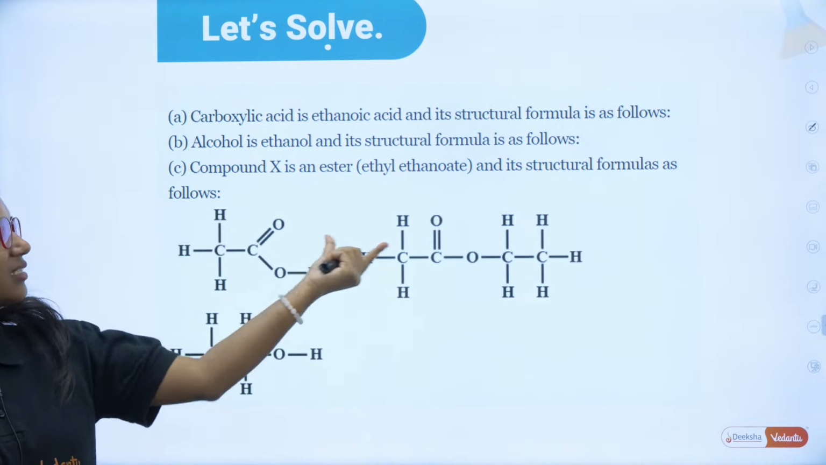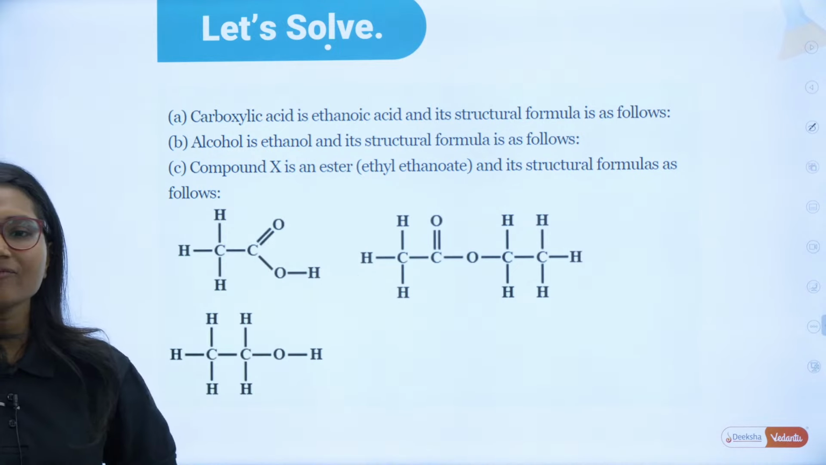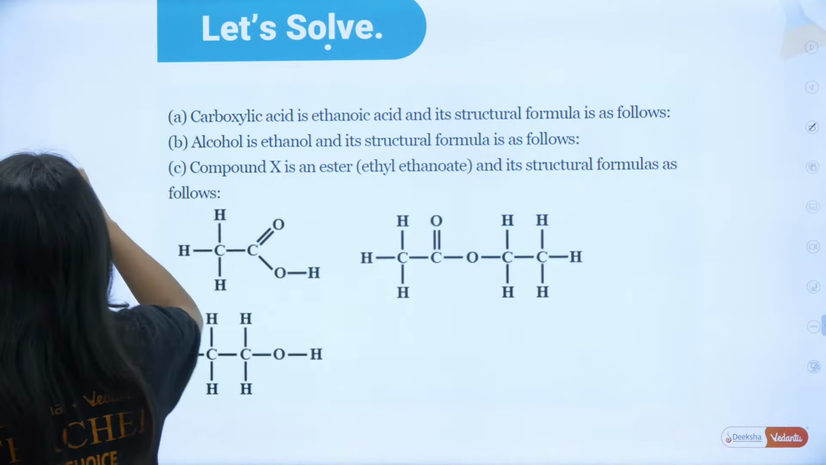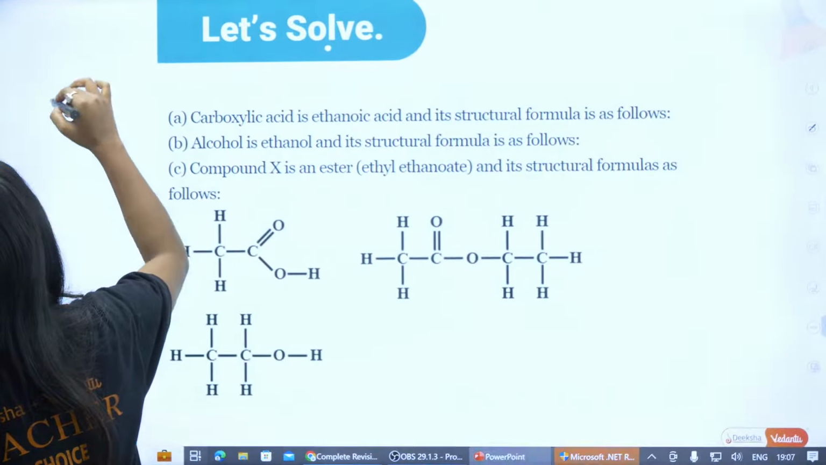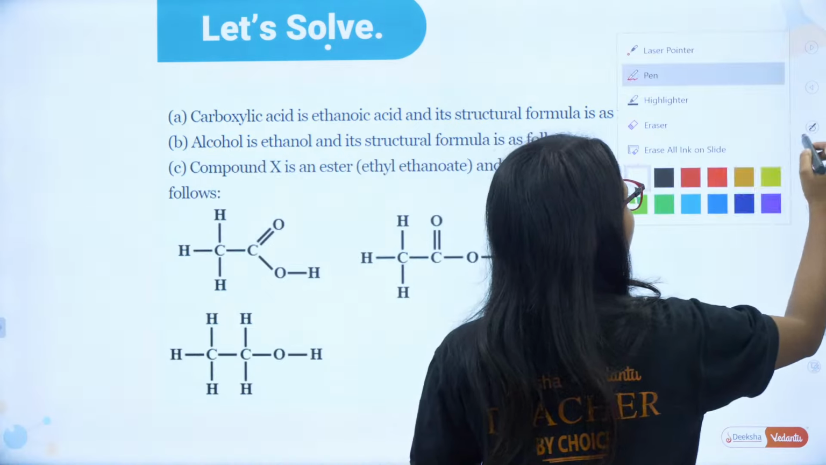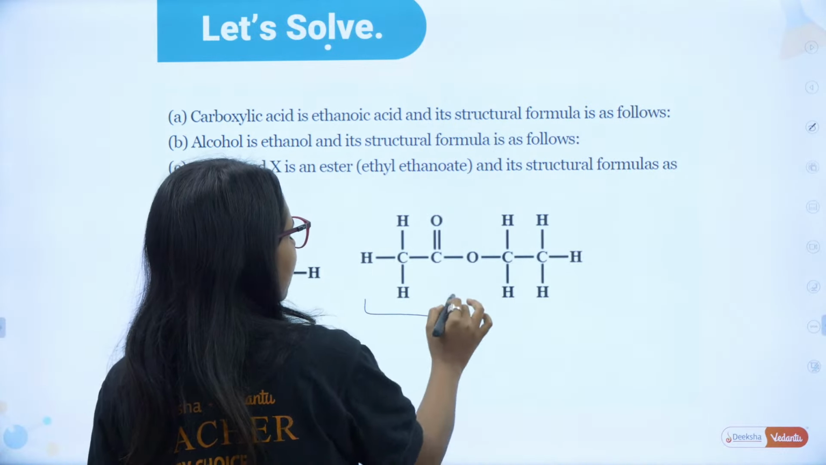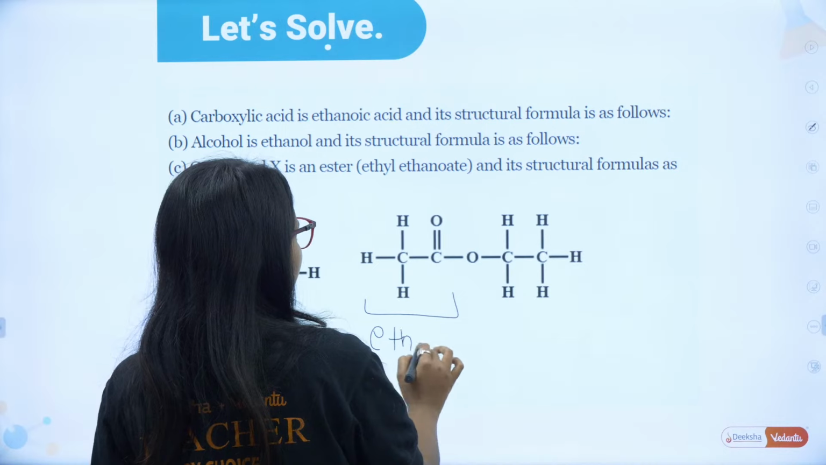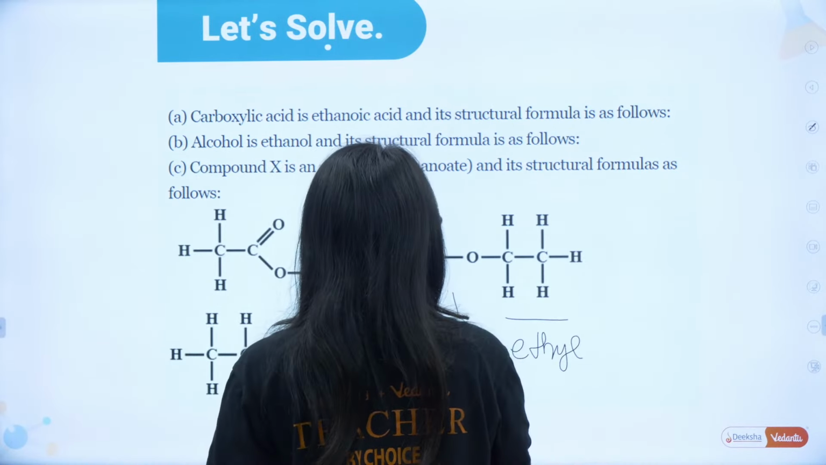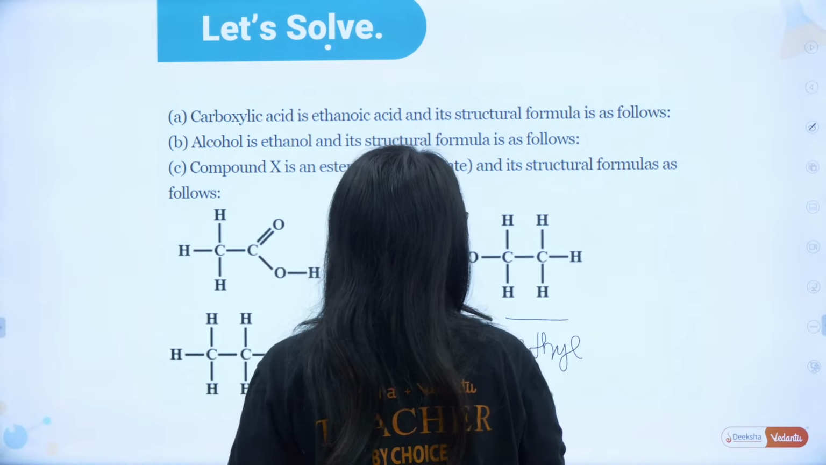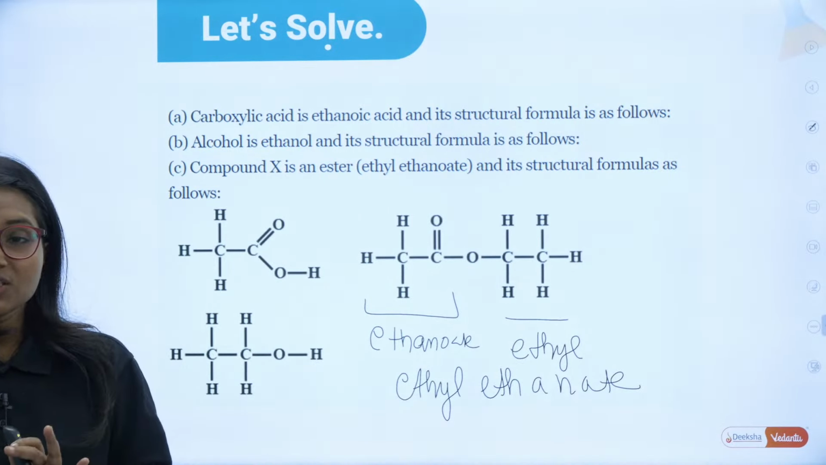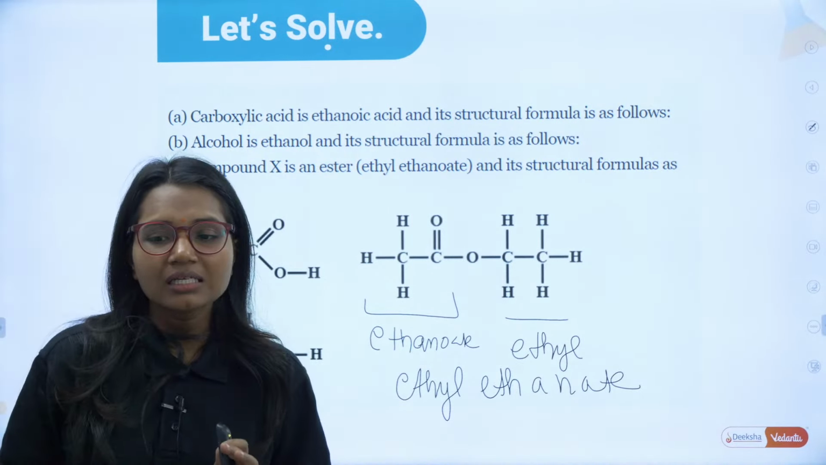This is the carboxylic acid, that is the ester form. And what is the name for that? Ethyl ethanoate. This portion is ethyl, and this portion here is ethanoate. So ethyl ethanoate is the name for this ester. So esterification seems a very important concept.